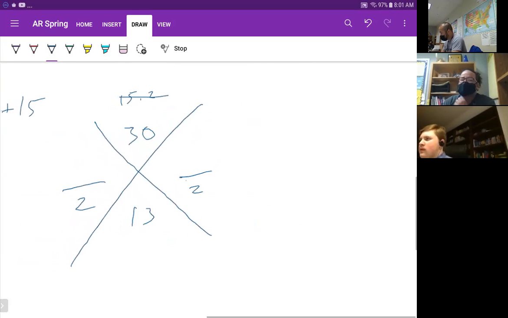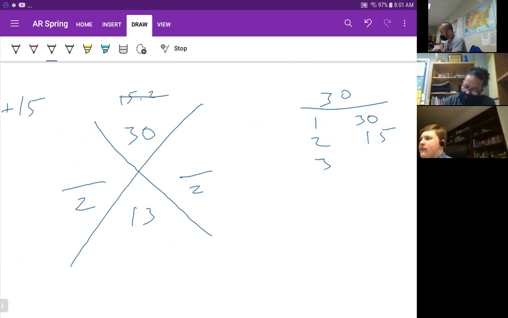So factors of 30. That's 1 and 30. Wow, those look like 36s. 2 and 15, 3 and 10. Thank you, 5 and 6. And that's all of them. So which one of those add up to 13? There we go. So 3 and 10.